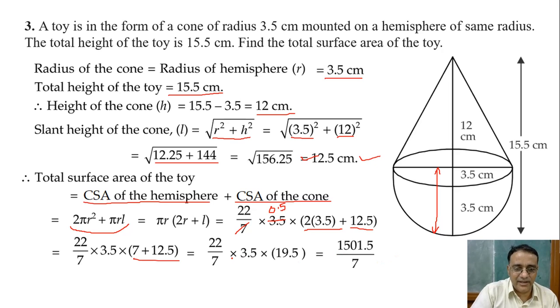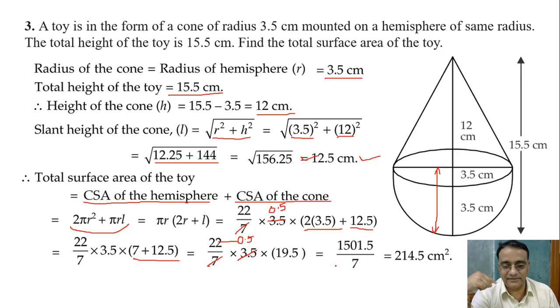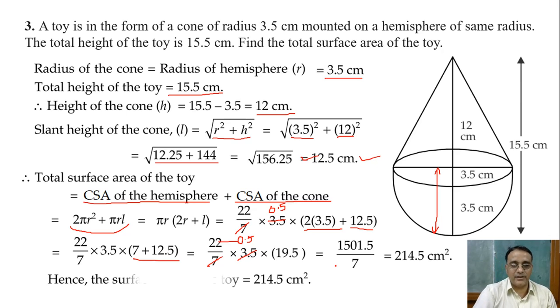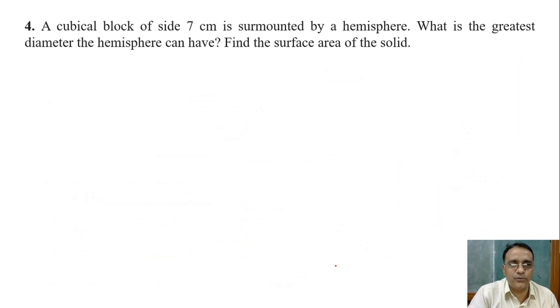ये थोड़ा लंबा हो गया, मैं जो बोल रहा था वो ज़्यादा इजी है. इन दोनों को कैंसिल करेंगे तो 0.5 आ रहा है, and if you multiply these two you'll get 11. 11 into 19.5 you can do directly. 214.5 centimeter square. Hence the surface area of the toy is equals to 214.5 centimeter square. Any doubt in this question? No, sir. Okay, now we'll move towards question number 4.